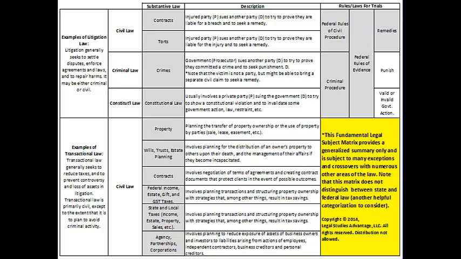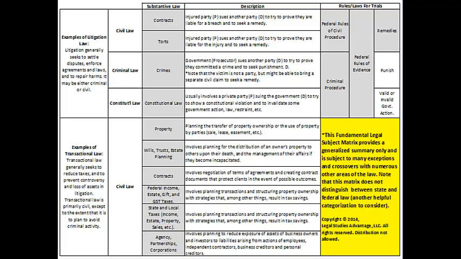Let's go through a brief comparison of how some of these subjects may look different in a case that is presented for litigation. First, contract law. In this case, an injured party, the plaintiff, sues another party, the defendant, to try to prove that they are liable for a breach and to seek a remedy. Moving down one row, let's look at torts. In torts, the injured party, the plaintiff, sues another party, the defendant, to try to prove that they are liable for the injury and to seek a remedy. Those two are examples of cases that would be litigated under civil law.